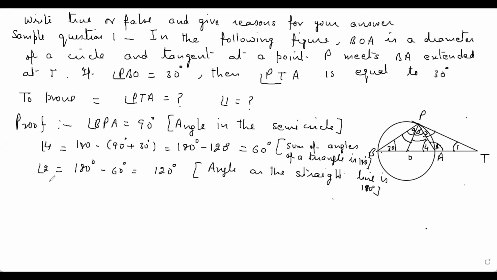Now I am to find angle 3. Let this angle be 5. Angle 5 is equal to 30 degree. Reason? OB is equal to OP.